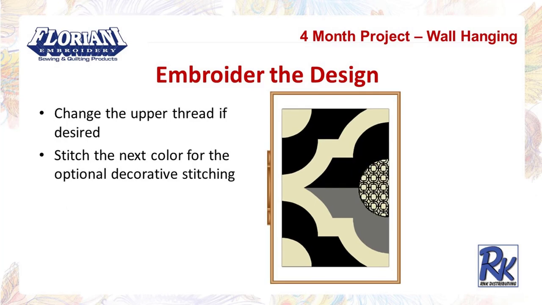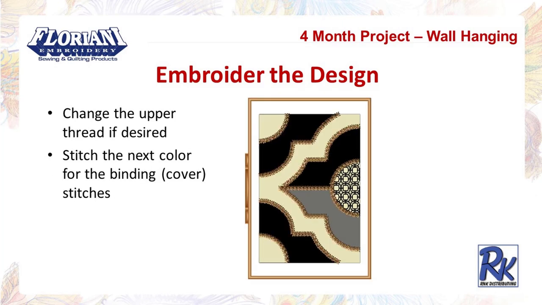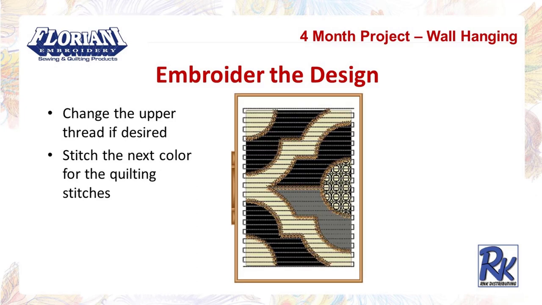And then you can either finger press or use a small iron to better press them to secure them into place. You can now change the upper thread if you want for the decorative stitches, because that's what we're going to stitch out next, that optional decorative stitching. So go ahead and stitch that out if desired. Once again, you can change the upper thread now if desired, because the next color we're going to stitch out will be the binding or cover stitches that tack our fabric down. And finally, change the upper thread one more time if you want, because the next color is going to be for the quilting stitches. So we're going to go ahead and stitch those stitches out.